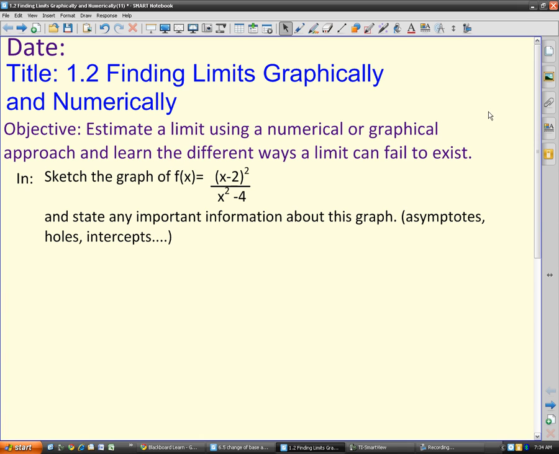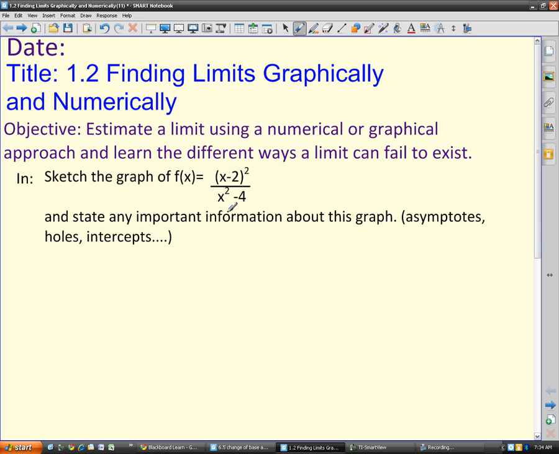Hello and welcome to our first webinar on finding limits graphically and numerically. This is the first section in calculus, and so we're going to start with a little background knowledge from pre-calculus. Our goal here is to find the limit using numerical and graphical approaches and learn different ways limits can exist or fail to exist.